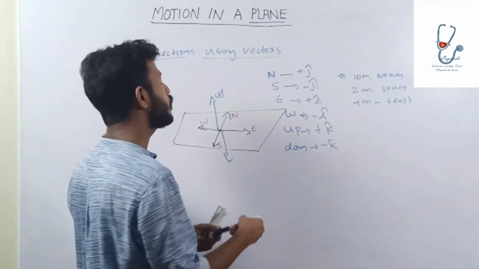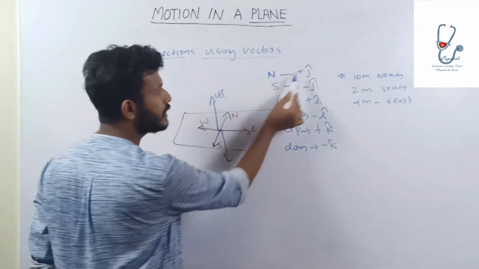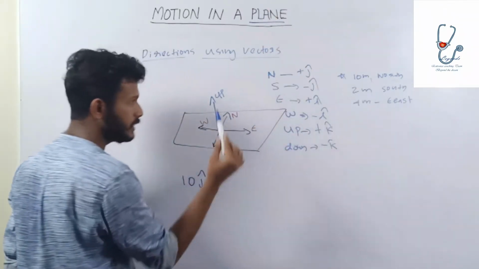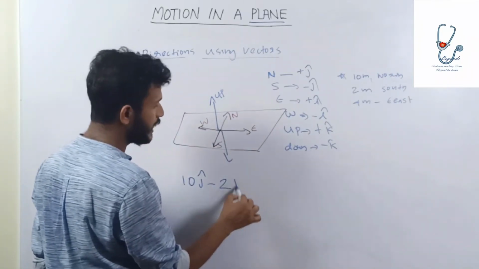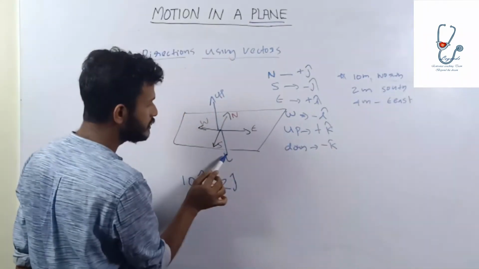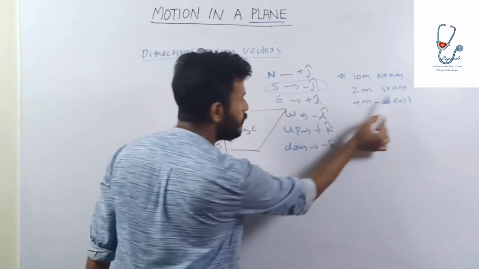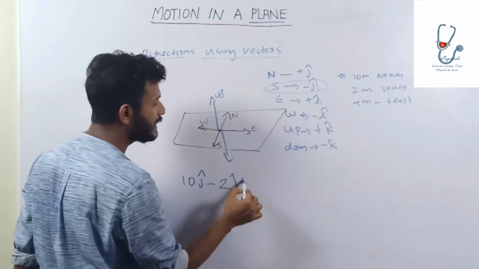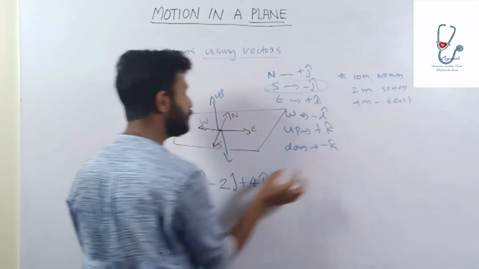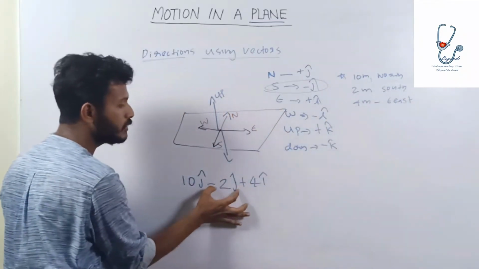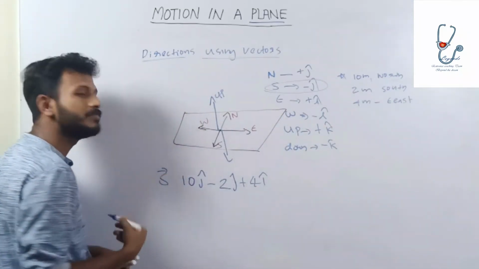How? 10 meter north, what does it mean? 10 j cap, because north represents j cap. 2 meters south, what does it mean? Minus 2 j cap. Yes, south means minus j cap. And next one, 4 meter east. What is east? Plus i cap. How much? 4 i cap. 4 meter east means 4 i cap. 2 meter south means minus 2 j cap. 10 meter north means 10 j cap. This is his displacement S.